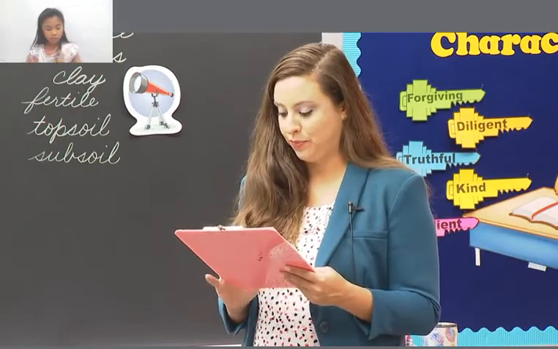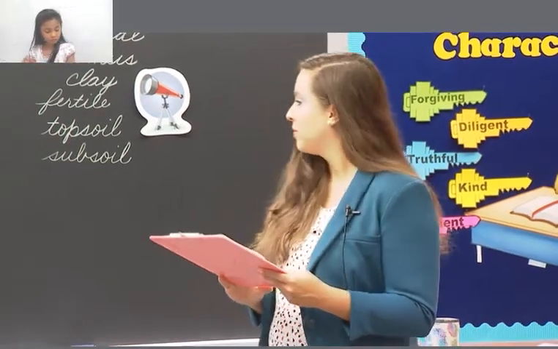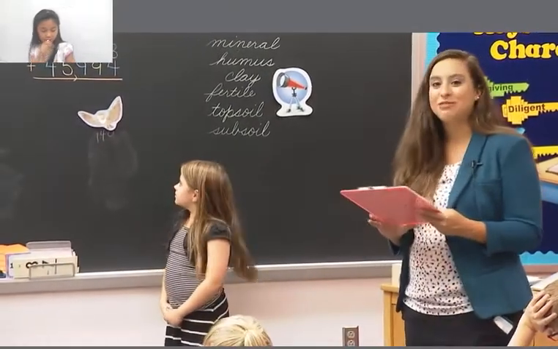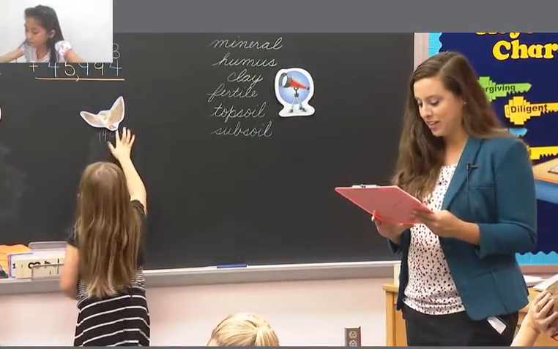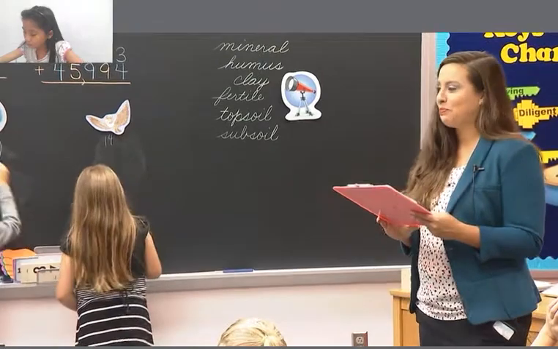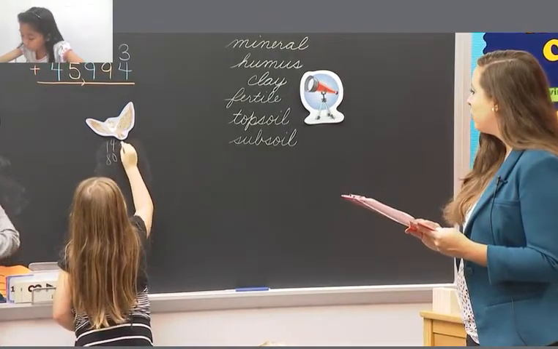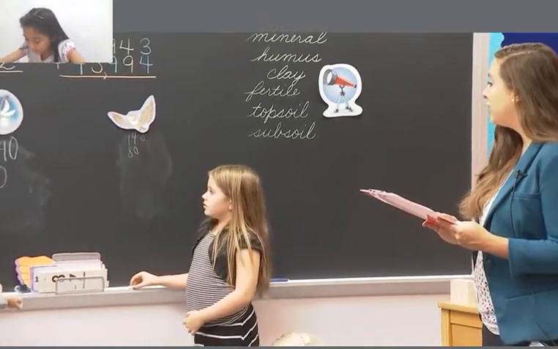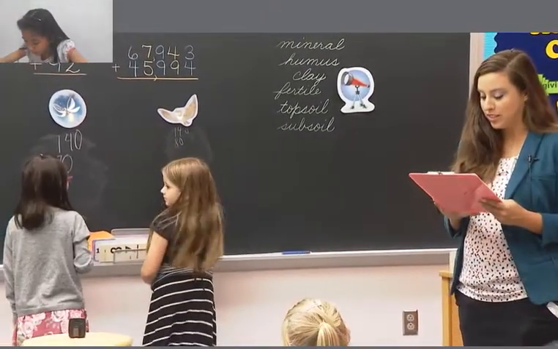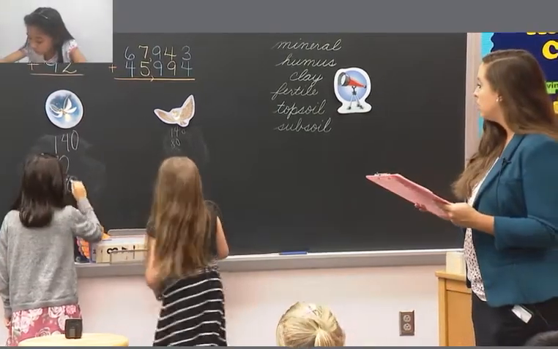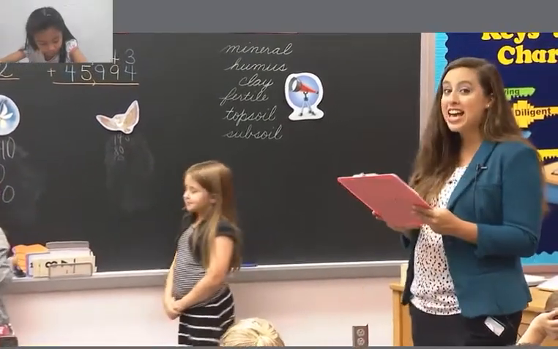Our first number, 139. And what is your answer, Emily? 140. Yes, 140 is correct. 78. What does that round to, Una? 80. Yes, both of you are correct. 33. Emily? 30. Yes, both of you are correct.